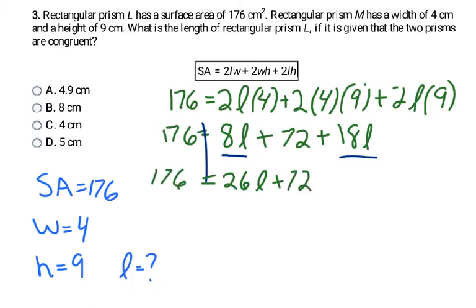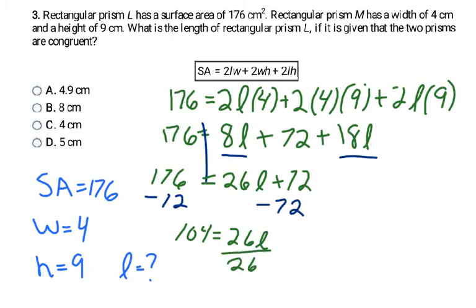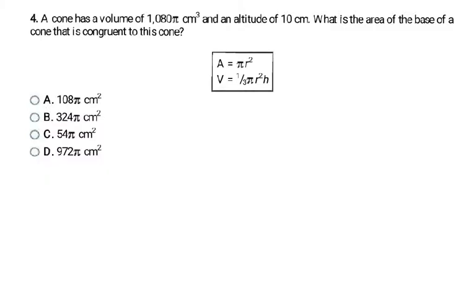And now it's a two-step equation. I'm going to subtract 72 from both sides. And that leaves me with 104 equals 26L. And then you divide both sides by 26. 104 divided by 26 is 4. And that's what L equals. And so I have a length of 4 centimeters. My answer is C.